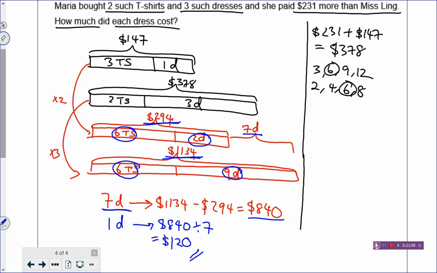So that's how we draw the model for this problem. In the next lesson we will look at another kind of model drawing. So stay tuned to the next model drawing lesson.